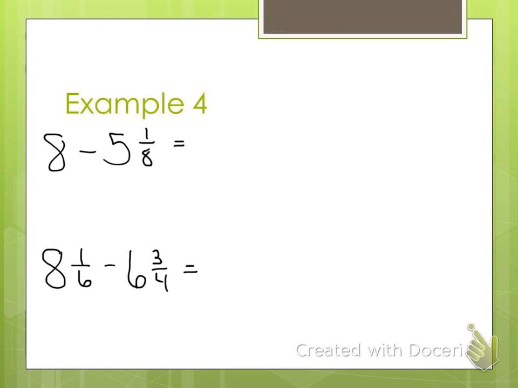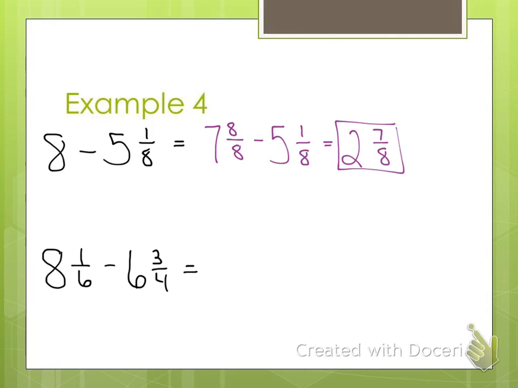All right, so you're going to have to find your LCD, and then borrow in order to solve. So what do you think your common denominator is going to be on the first one? It's going to be 8. If you choose a different number, you have to change both fractions, and that's pointless. So we borrow, and we make it 8/8. How many people did that? 7 and 8/8. That's not as many as I was hoping, okay? Minus 5 and 1/8. Now I can subtract them to find 2 and 7/8.